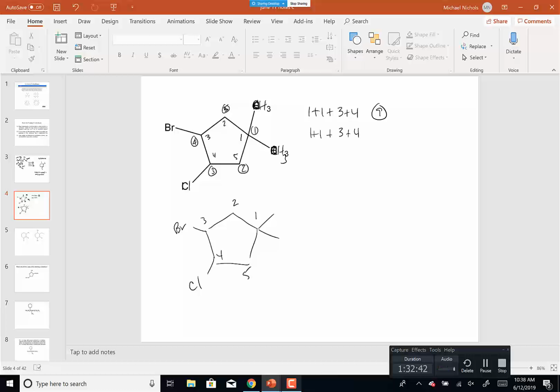So this is a cyclopentyl. Cyclopentane is the parent name. What substituents alphabetize first? The bromo, then the chloro, then the dimethyl. That makes sense, right? So it's going to go bromo, chloro, dimethyl, cyclopentane, right? Because B, C, D alphabetically. It's B, C, and M.